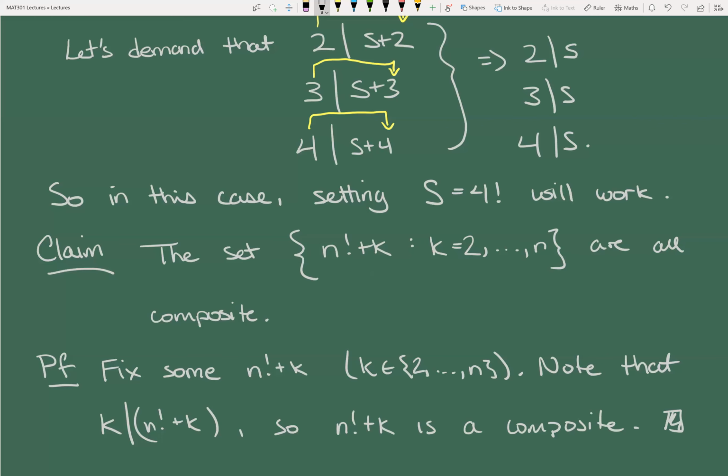Any questions? Wait, sorry, what was the cheat again? The cheat is, if using n factorial, throw out the plus 1, right? So use n factorial and start at plus 2 and go to plus n. That gives us n minus 1 consecutive integers. But if you can prove that there are always n minus 1 consecutive integers, you've basically proven it for any n.